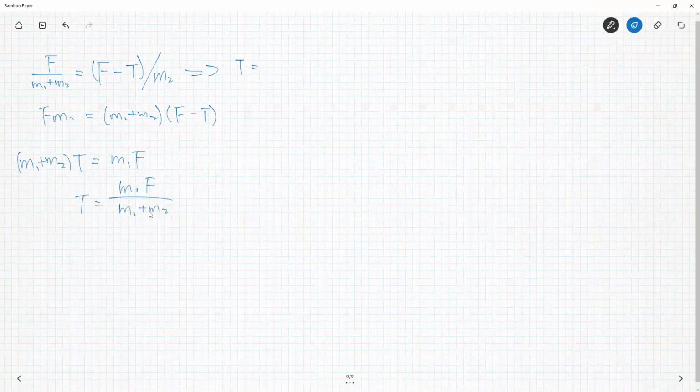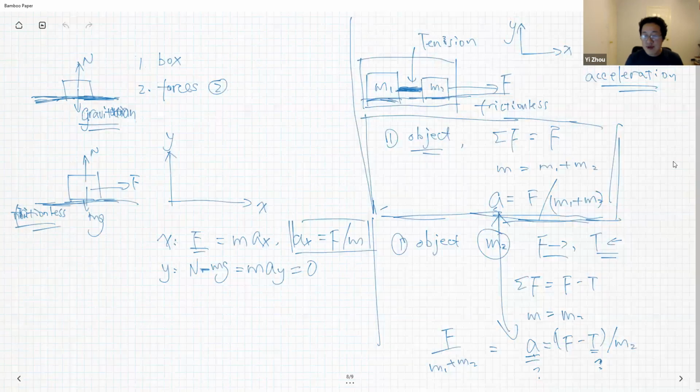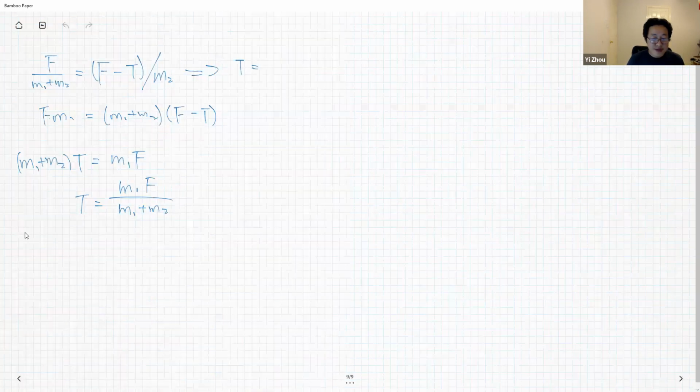Okay. So is there any other way to solve this? When we have two masses, we used both as the object to study, and we used M2 as the object to study. We haven't tried to use M1 as the object to study, right? So let's try that to see if it's easier.